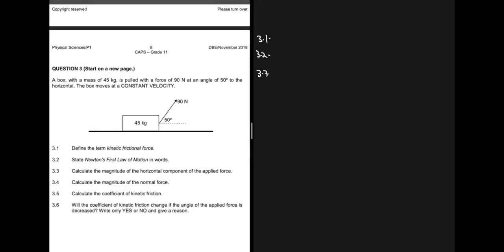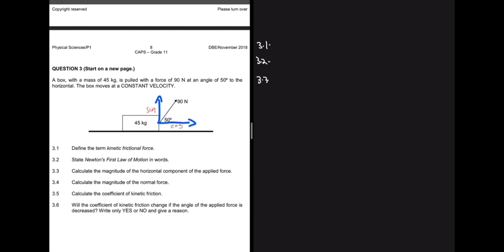On the applied force, we have the vertical component that points up along the y-axis, and then we have the horizontal component that goes along the x-axis. If we want to calculate the vertical component, we say the force multiplied by sine of the angle. And if we want to determine the horizontal component, we say the force multiplied by cos of the angle.